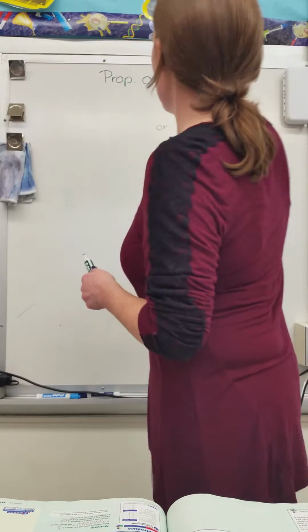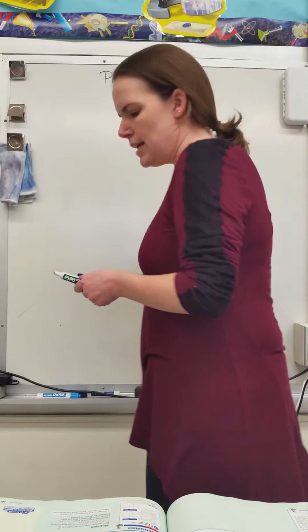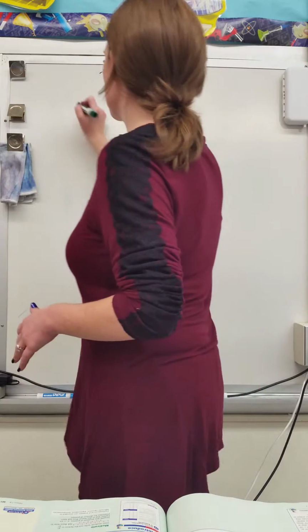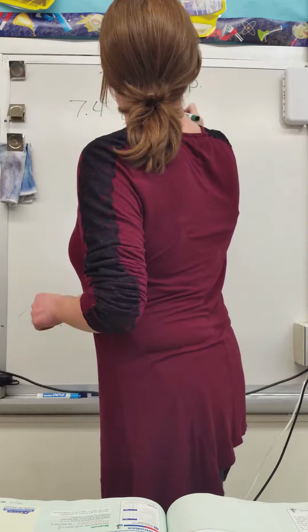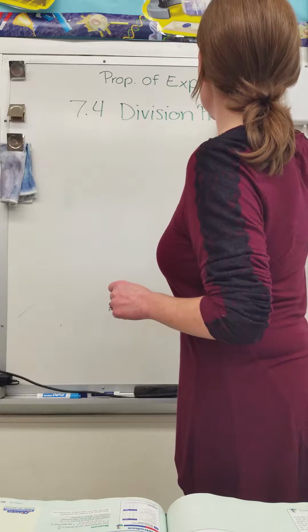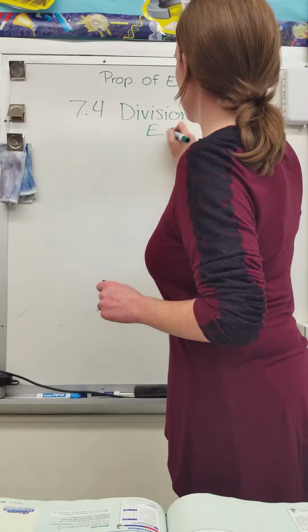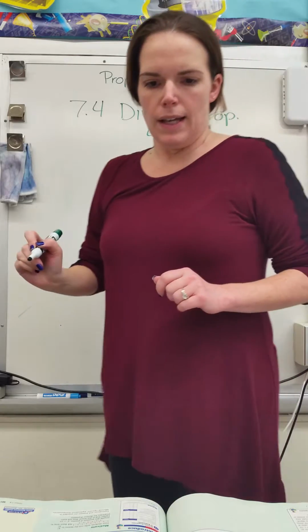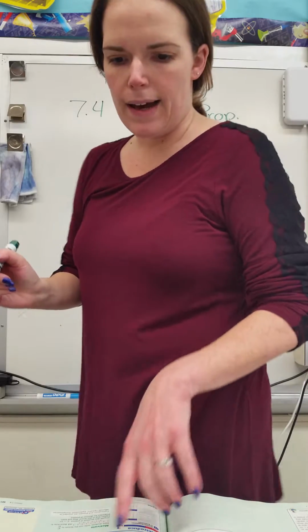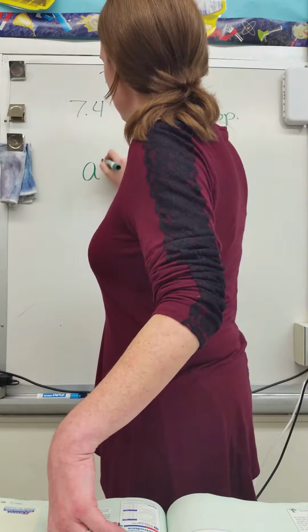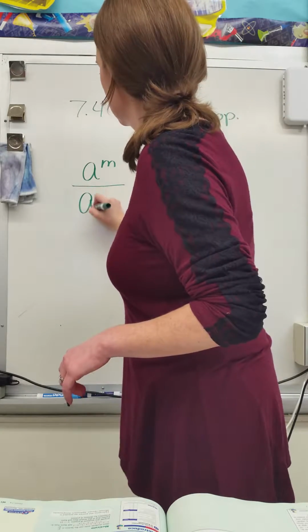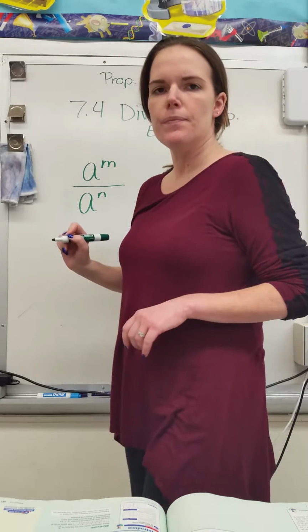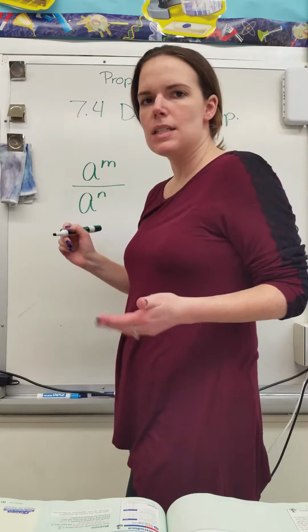And now section 4 is basically dealing with the division properties of exponents. Division property of exponents. The division property of exponents says if you have a to the m power and you're dividing that by the same base to a different power, what you're really doing is subtracting.